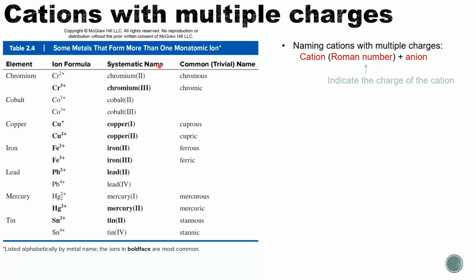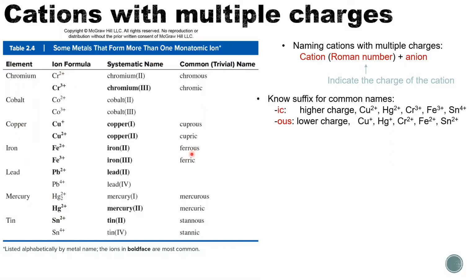Some of these cations may have common names to indicate how many charges they carry. So besides mastering the systematic name with the Roman numeral, you should also know the common names corresponding to different charges, which are indicated by the suffix. If the suffix is IC, like cupric, it means the higher charge of this cation. If it's followed by OUS, like cuprous, then it indicates a lower charge, +1.